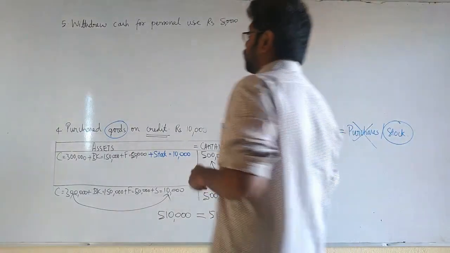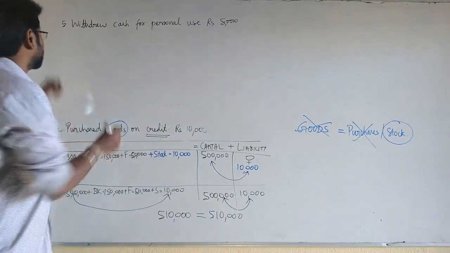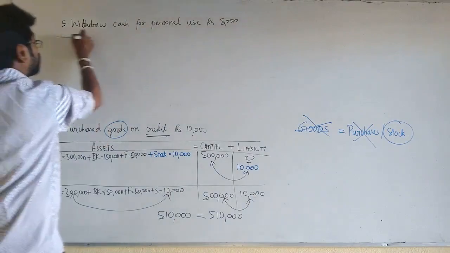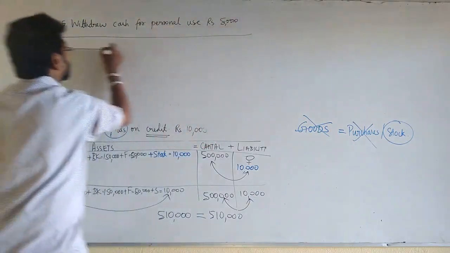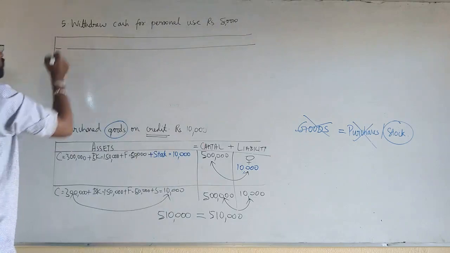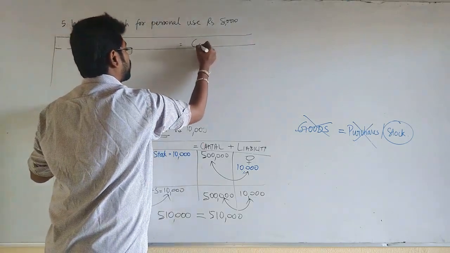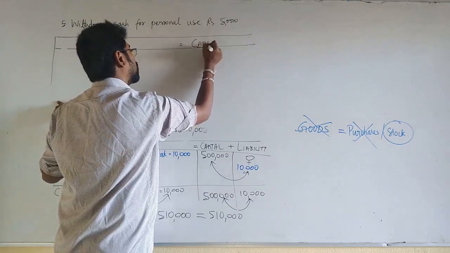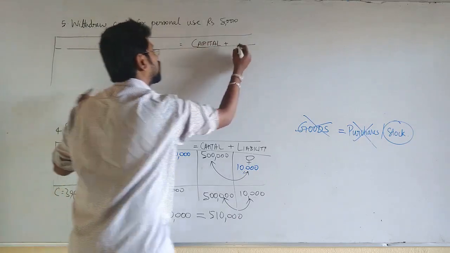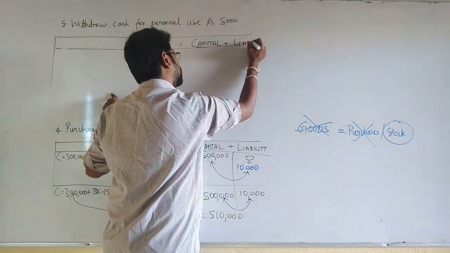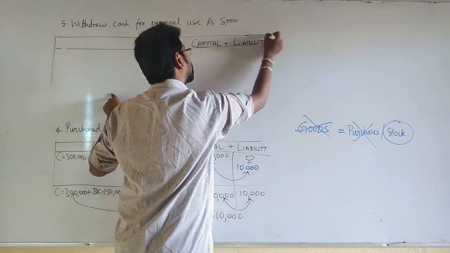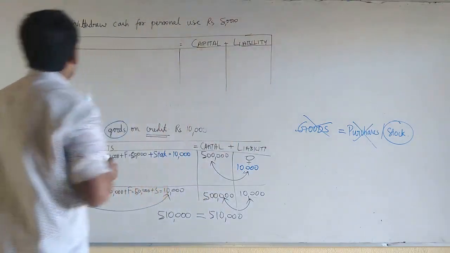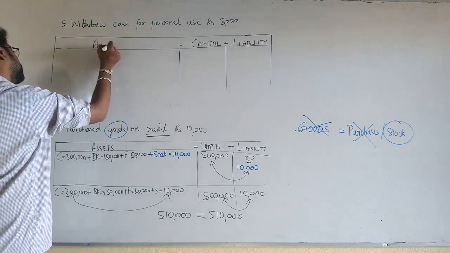Okay guys, so coming back to the last transaction of your first question, it says withdrew cash for personal use, rupees 5,000. Okay, so again you need to draw lines. Okay, so is equal to. Okay, so this is your asset side.